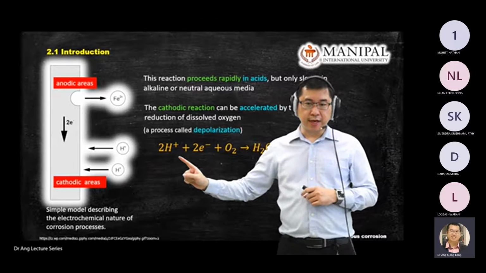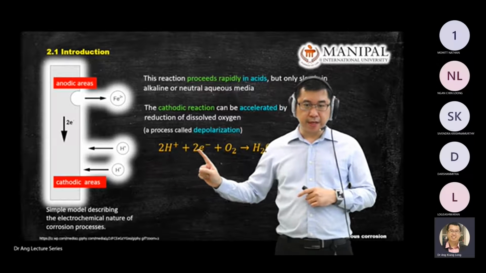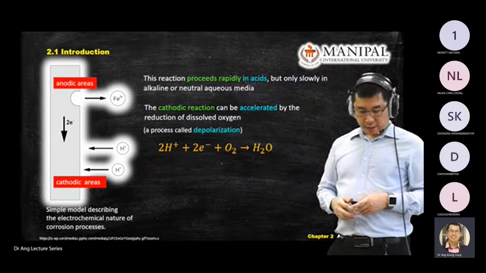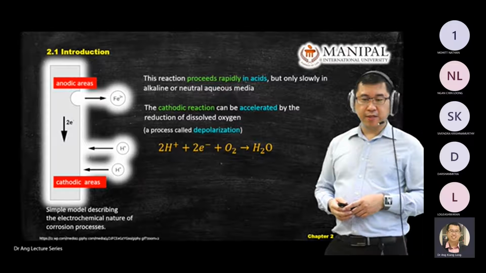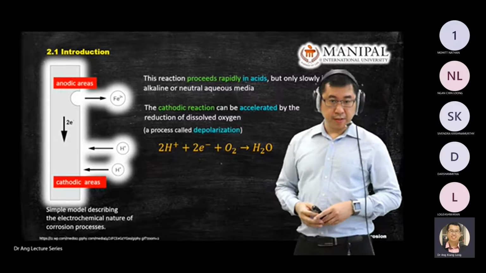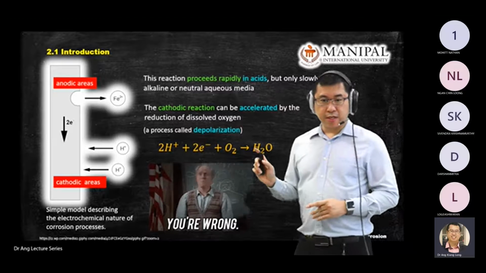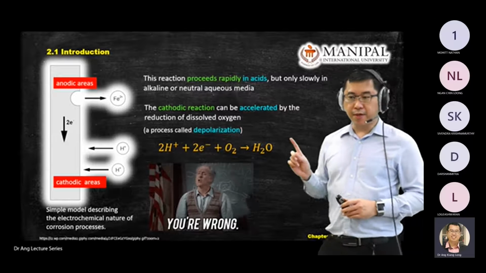Just now we got hydrogen, right? Hydrogen plus electron, then plus oxygen, we get water. Is this equation correct? Can you check? Does it balance? Okay, this equation is not balanced. What is the correct one?